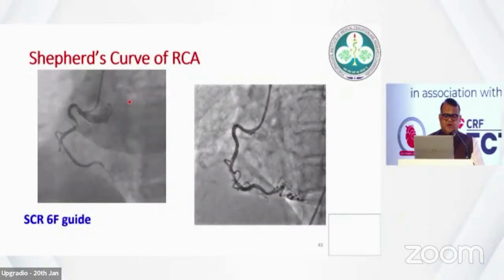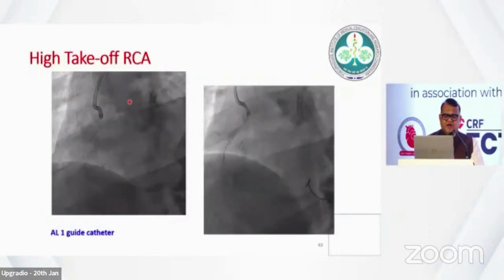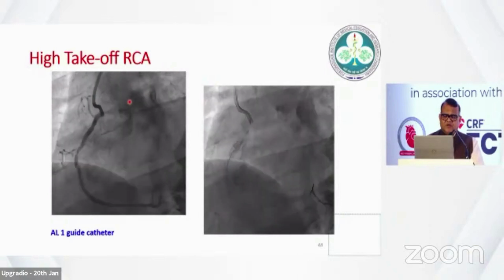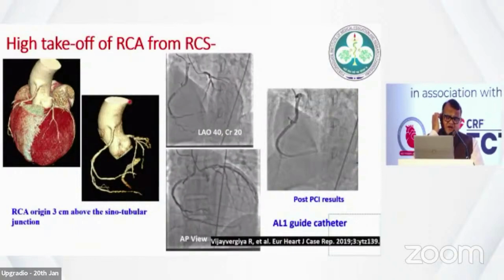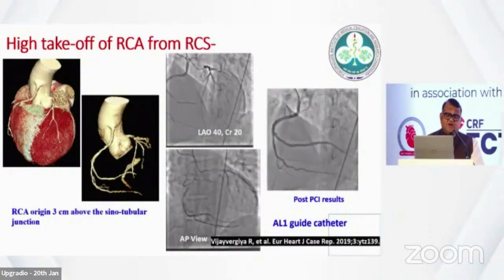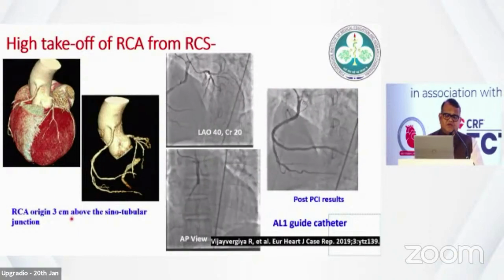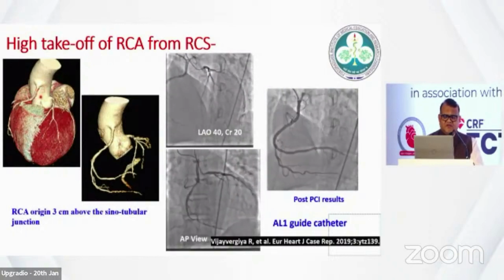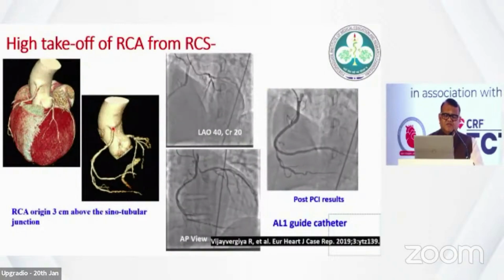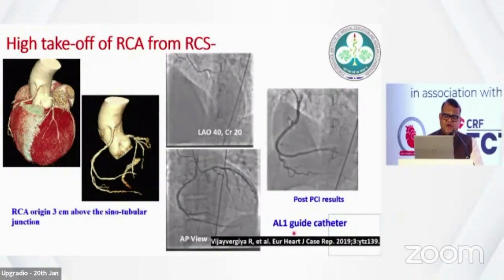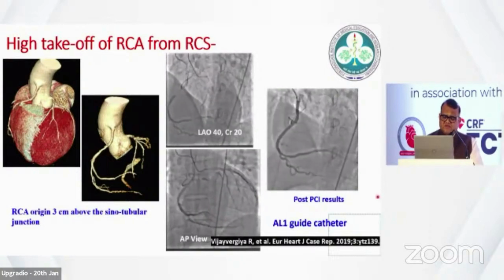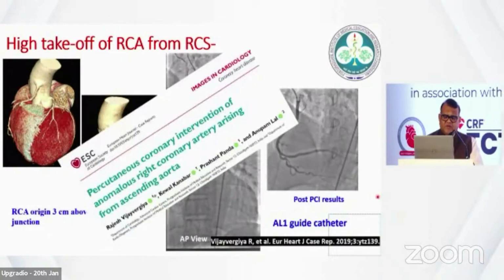of the proximal RCA. And this is the high takeoff where the AL1 was used for the PCI. This particular case has a very high origin of the right coronary artery from the ascending aorta, around 3 centimeter above the sinotubular junction. Initially, there was some difficulty localizing the RCA. CT scan could confirm the origin from the ascending aorta, and then it's the AL1 guide which was used to have a successful OCT guided PCI. Got published in one of the European Heart Journal.